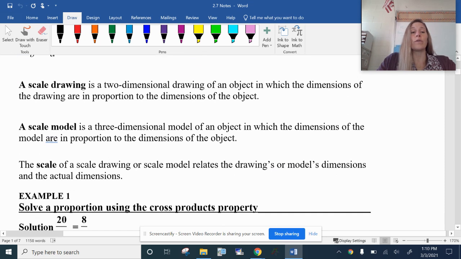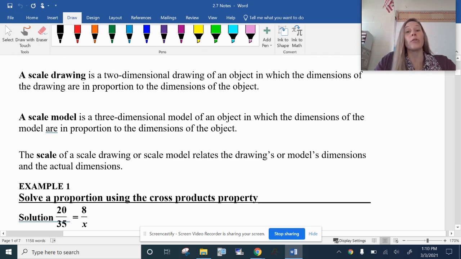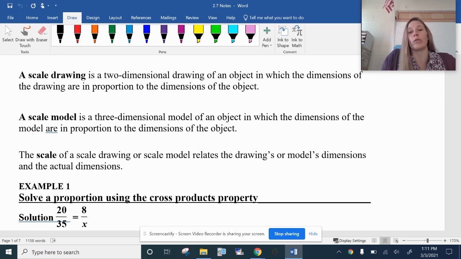A couple things this is used for. So we could talk a little bit about scale drawings. That would be like your typical blueprints where you have a smaller version of something drawn on paper. Now, of course, you want to make sure that the drawing on the paper is really reflecting the right dimensions and proportions of the actual building or structure. So that's why it's important to use scaling and proportions when you do that.